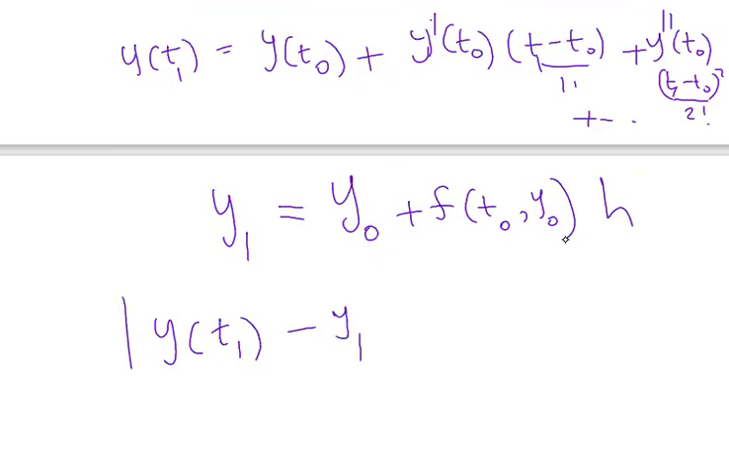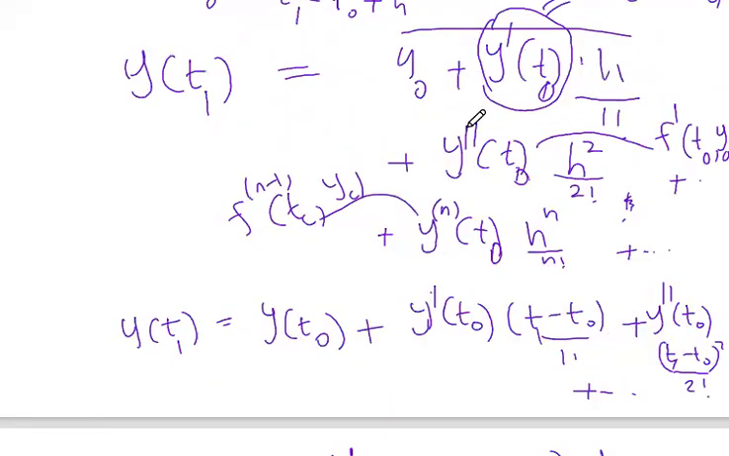So what is the error between the exact and the approximation? We need the magnitude; we always consider the norm of the quantity. The next term is the first derivative of f times h squared, and the other term is the second derivative of f times h cubed, and so on and so forth. If h is small, less than one, let's assume h is very small, then this is the dominant term.